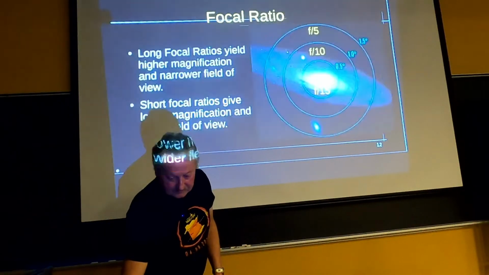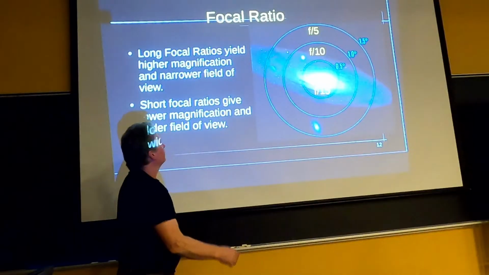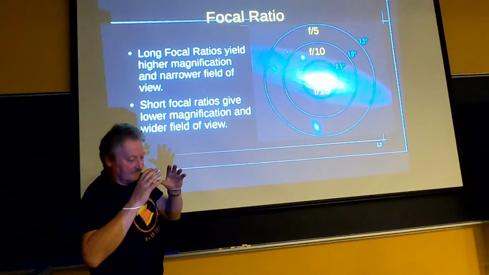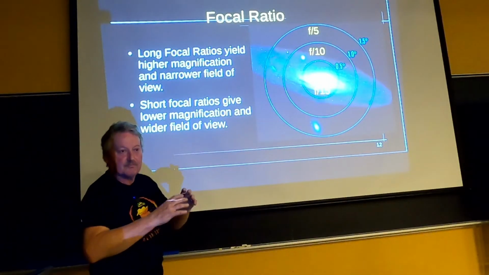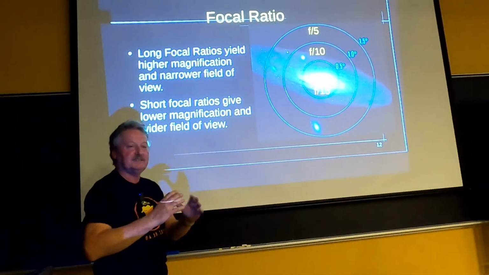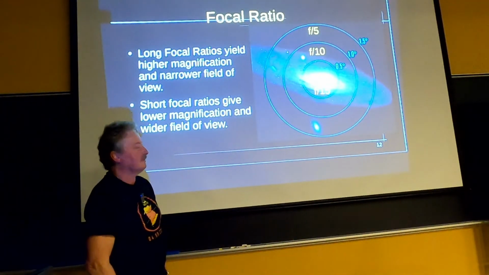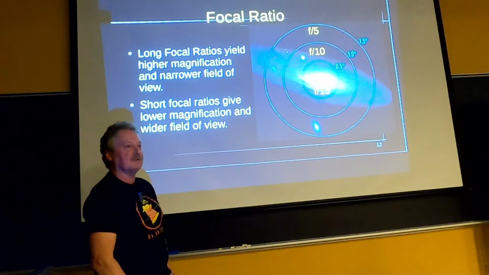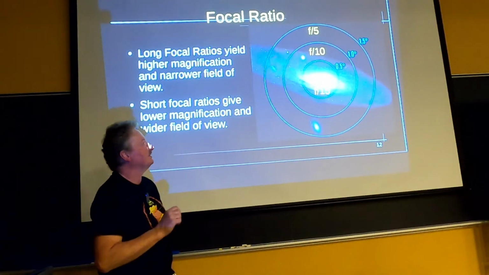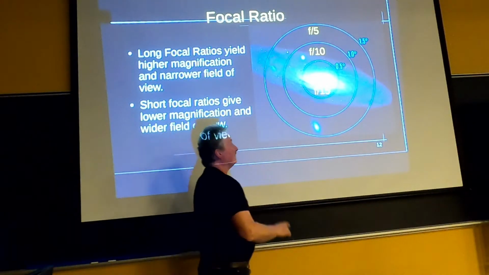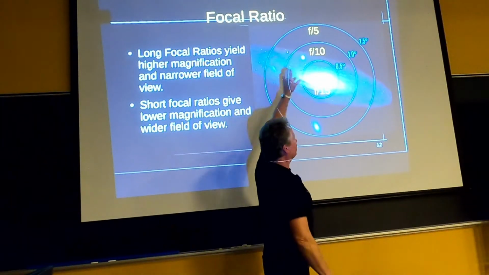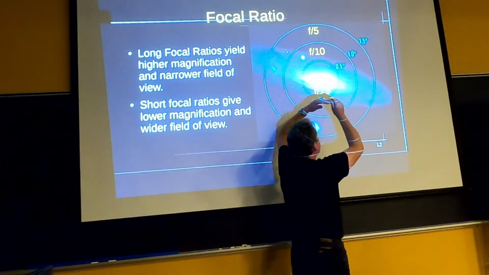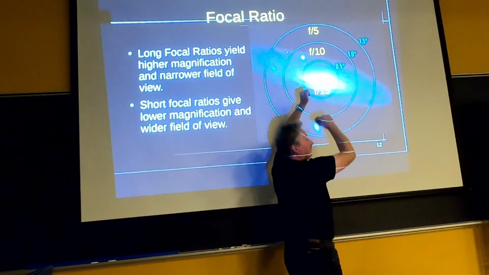The f15s are going to give you a narrower, smaller field but more magnification. You're going to get better detail, especially on planetary targets like Jupiter or Mars, where the longer focal length is going to give you better quality images than the f5. But the f5 is going to give you a nice, great, big image so you can see the whole of the Andromeda galaxy. With an f15, you're probably going to be focused more near the center.